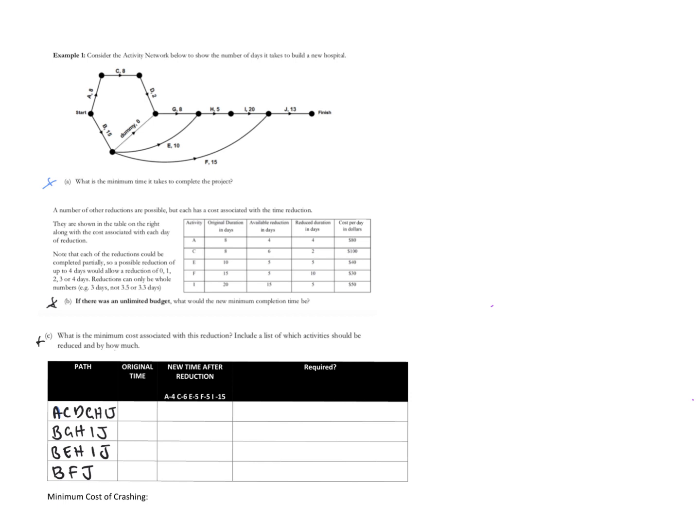If you go through and add up those times, I'm just going to help you, we'll go a bit quicker. We'd get these times in here. The original time, so the minimum time, would be the critical path. So the first answer up here is 64 days.